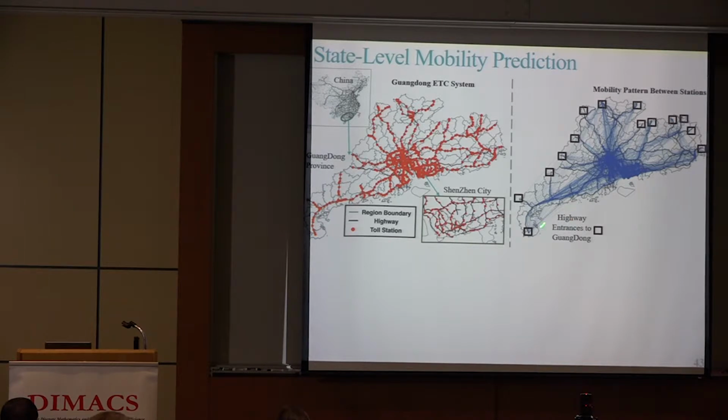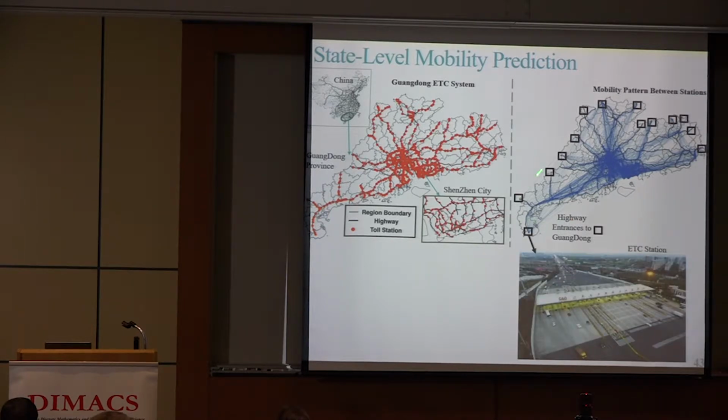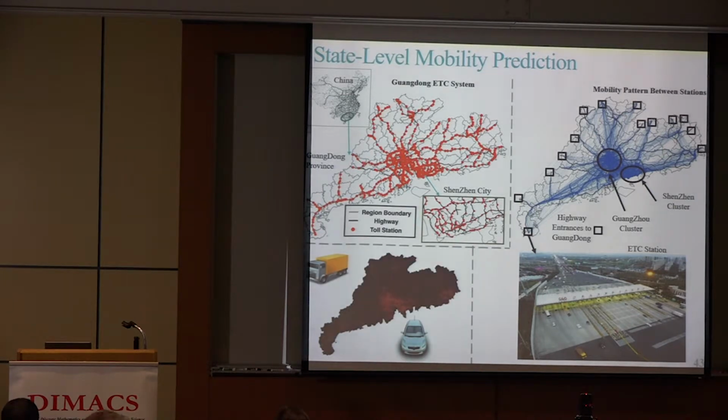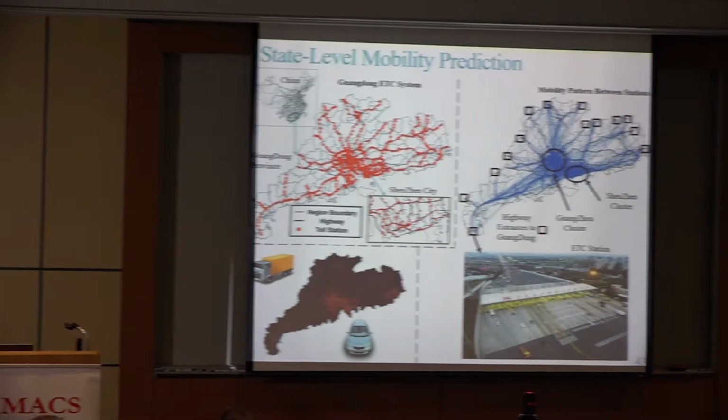For example, every point here indicates a station. We have this radiation kind of mobility pattern here, and here every point indicates an ETC station, which is pretty big here. We see two hubs. One is Shenzhen, the other is Guangzhou, and we call this a stationary sensing system because it can give us the origin and destination for individual vehicles.